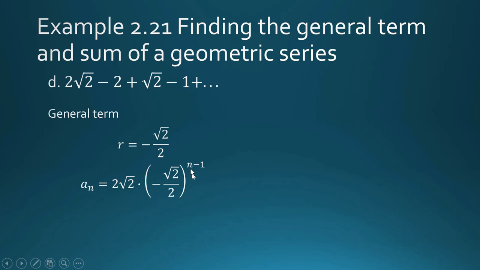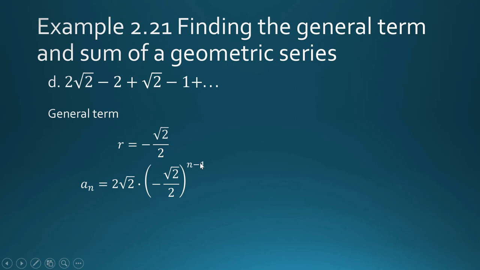Well, when n is 1, this is 1. Any real number raised to, okay, look at this, 1 minus 1 is 0. Any non-zero real number raised to 0 is 1. So 1 times this will give you that. So we are correct in the first term.